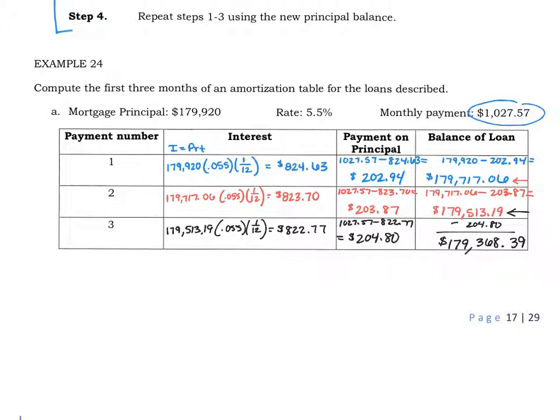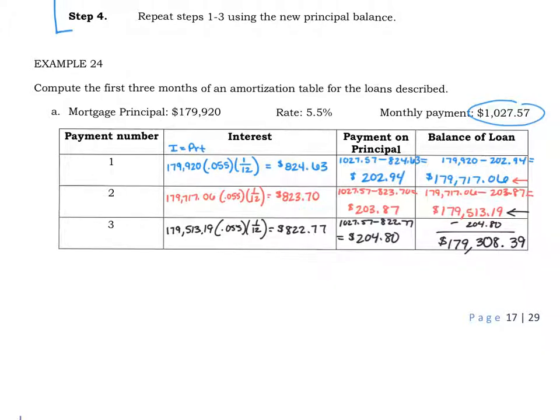Sorry, I think that's a 308. I can't read my own writing. $308.39. Okay, so again, the reality of this is you have paid more than $3,000 in monthly payments, and your loan balance has only dropped by a little over $600.